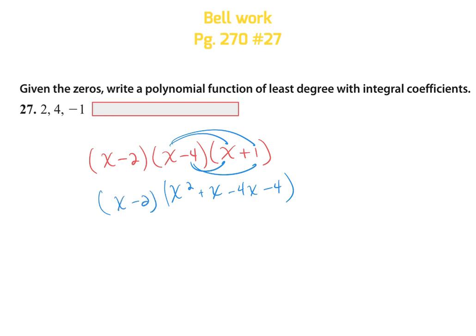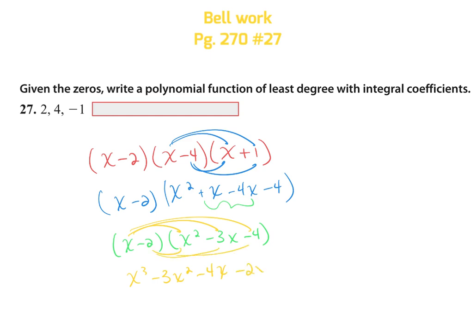I would simplify that before I distributed that x minus 2, so I'm going to simplify those to make it x squared minus 3x minus 4. And then I'm just going to distribute that x and -2. So I'm going to distribute the x through: x to the third, minus 3x squared, minus 4x. Distribute your -2: -2x squared, positive 6x, positive 8. And combine your like terms.